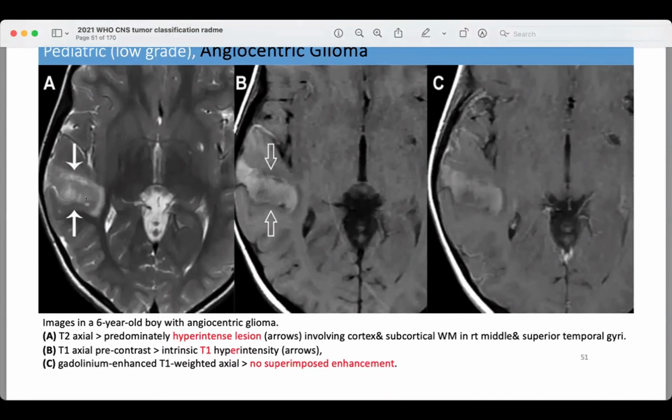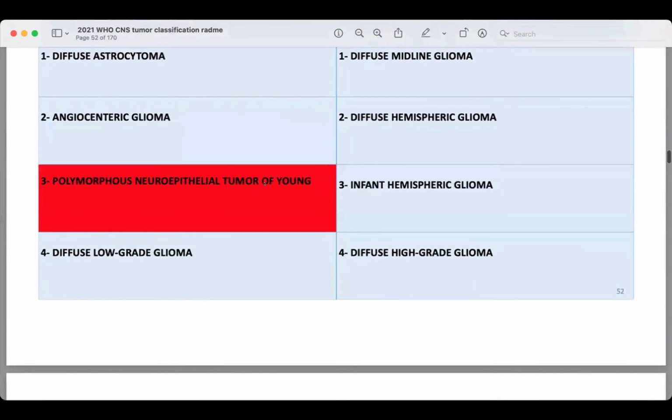You can see in the T1, there is a hyperintense rim-like appearance in the T1 pre-contrast, and it is not so enhancing in the post-contrast because it is high also in the T1, and you can see it also here in the T2. And this is a characteristic feature of the angiocentric glioma.